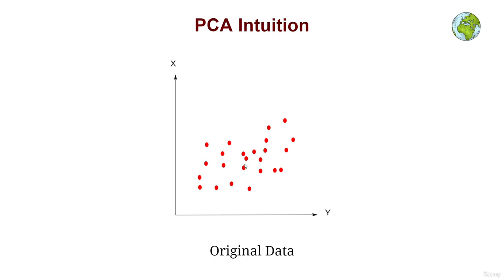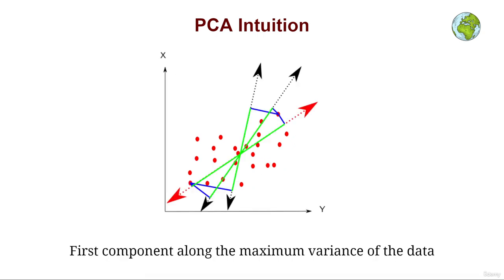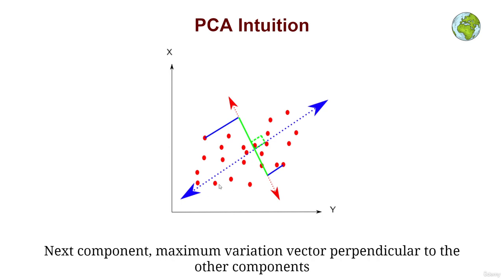So here we can see a quick example. We have these two dimensions, with this original data. We apply the principal component analysis, and now we find the first component along the maximum variance of the data. Once we find this component, this eigenvector, as we can see here with the arrow in red, we continue in an iterative way with the principal component analysis, and then we find the next component. Keep in mind that this next eigenvector needs to be orthogonal, perpendicular to the previous one, and this happens also here. And this is the maximum variation vector perpendicular to the other components.